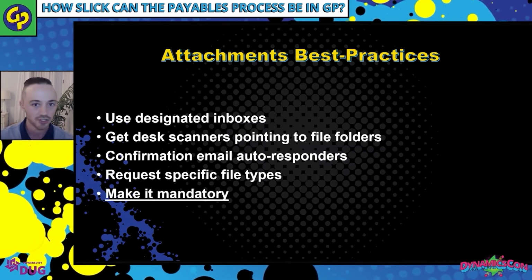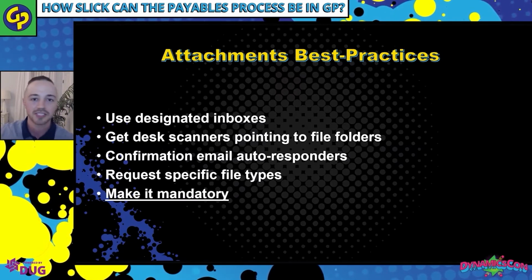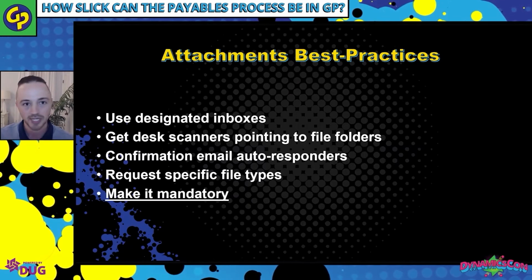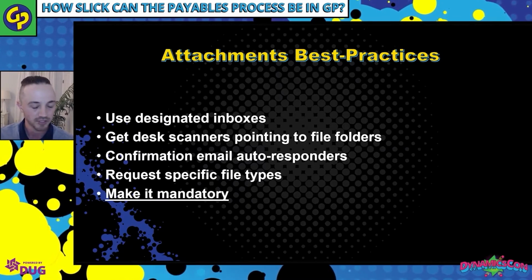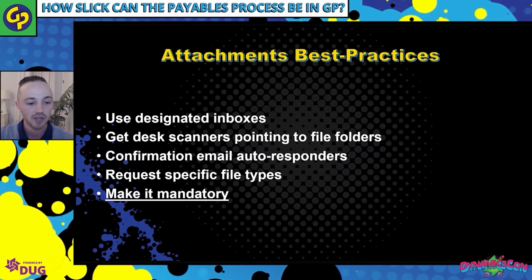Desk scanners, that's huge. Again, we want people to actually use the system. If they have to run over to a scanner that's 6 blocks away, it's just never going to happen. Desk scanners are like $100, and it's super simple. Confirmation emails, I'll show this. Anytime a vendor emails an invoice in, let them see the confirmation email.